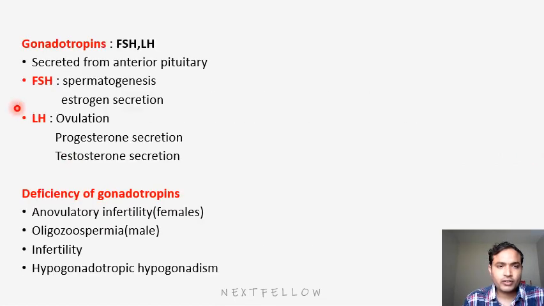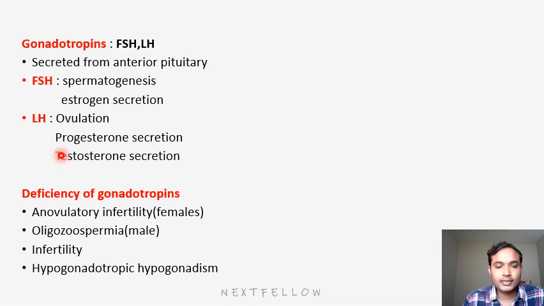So first of all, what are gonadotropins? Examples are follicle stimulating hormone and luteinizing hormone. Both are known as gonadotropins. They are secreted from the anterior pituitary. So what are the actions of follicle stimulating hormone? First we will see FSH. Its main actions are spermatogenesis and estrogen secretion. Next, luteinizing hormone's main actions are ovulation, progesterone secretion, and testosterone secretion.